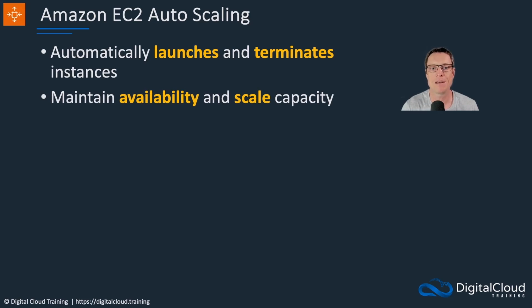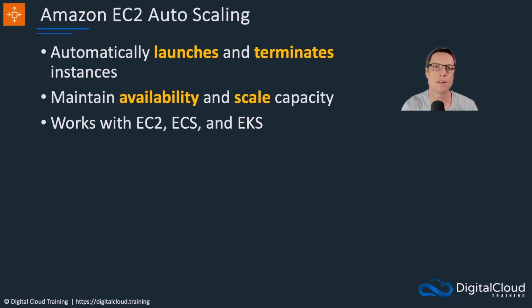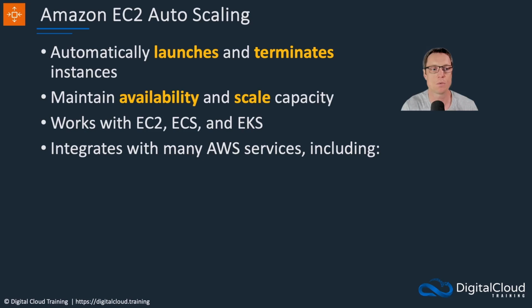So you get to maintain the availability of your application and then scale it in response to certain things like changes in demand. It works with many different services. So we have EC2, it's actually launching and terminating EC2 instances. The Elastic Container Service, where it can be used to launch or terminate the nodes on which the actual containers run, and the same for the Elastic Kubernetes Service as well.